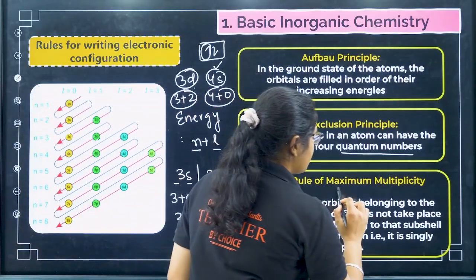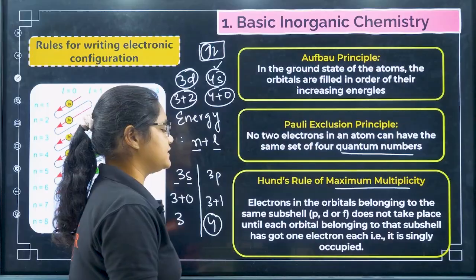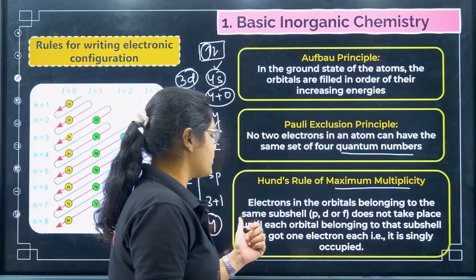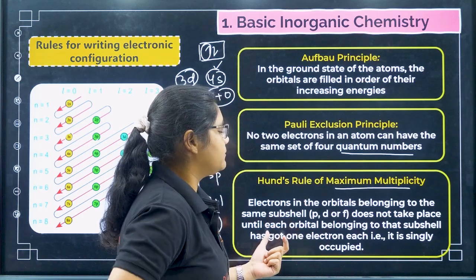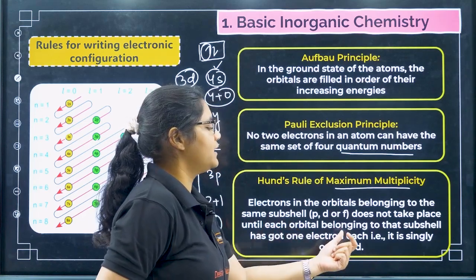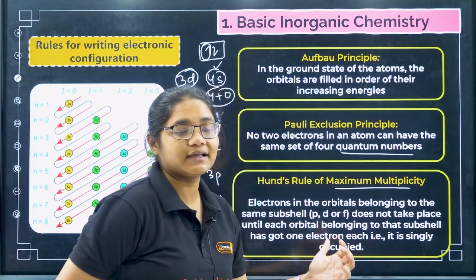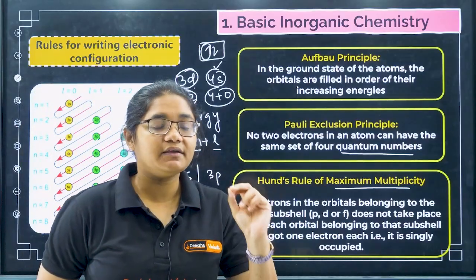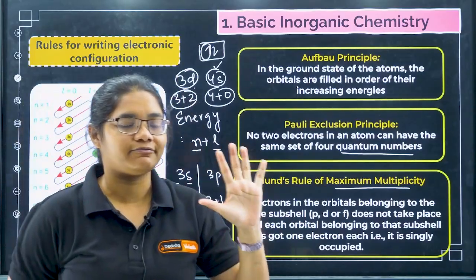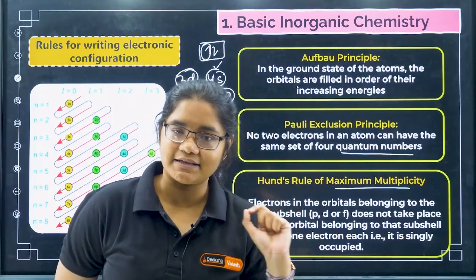Next we have Hund's rule of maximum multiplicity. Here it says that pairing of electrons in the orbitals belonging to the same subshell does not take place until each orbital belonging to that subshell has got one electron each, that is, it is singly occupied. So I have already told you S will have one orbital, P will have 3 orbitals, D will have 5 orbitals, and F will have 7 orbitals.